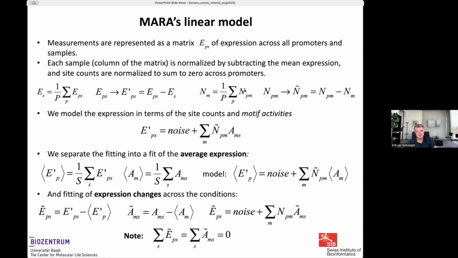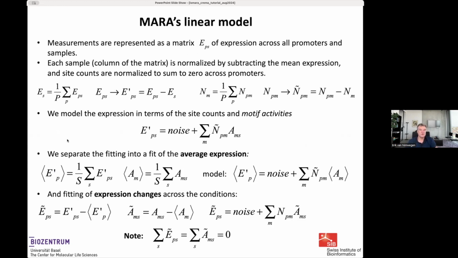Second, we take this site count matrix and calculate for each motif M the average number of binding sites per promoter. So sum over the promoters divided by the number, this is the average number of binding sites. And we now make this site count matrix n tilde by subtracting this average from each column again. So now for the site count matrix too, instead of having the absolute site count, you have the deviation of the site count from the average site count.